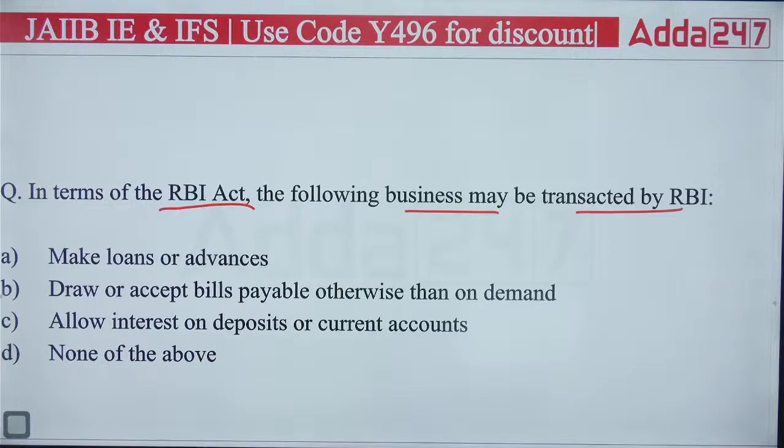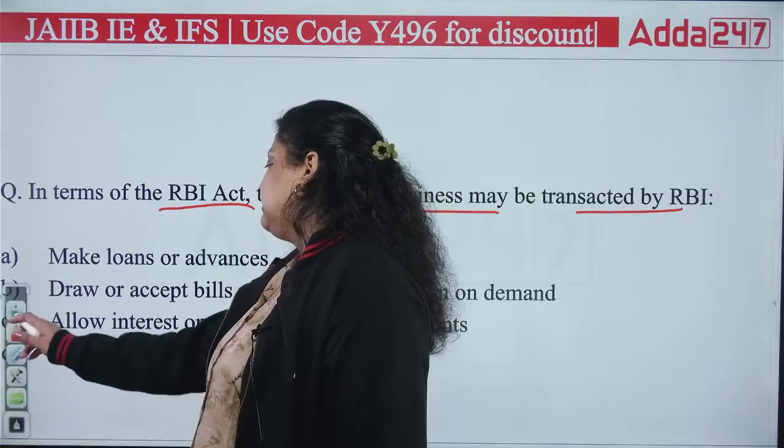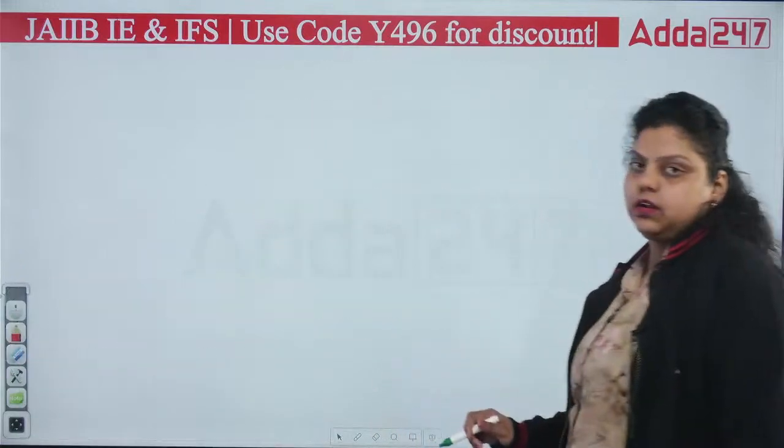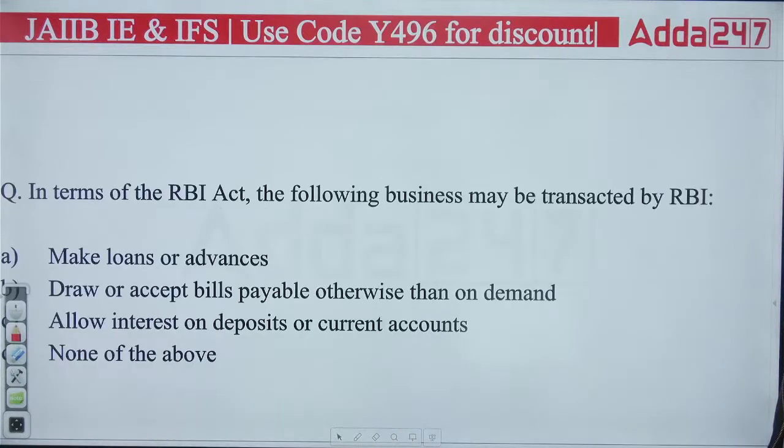In terms of the RBI Act, the following business may be transacted by RBI. What business will be transacted by RBI? Okay, so under the RBI Act, the business transacted by RBI is to allow interest on deposits and current accounts. So the right answer will be your C.